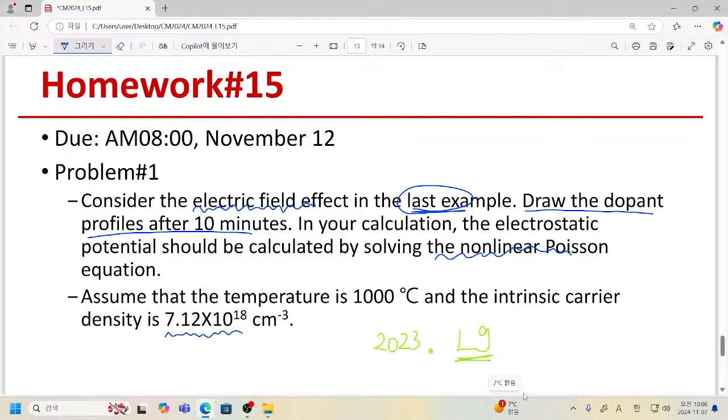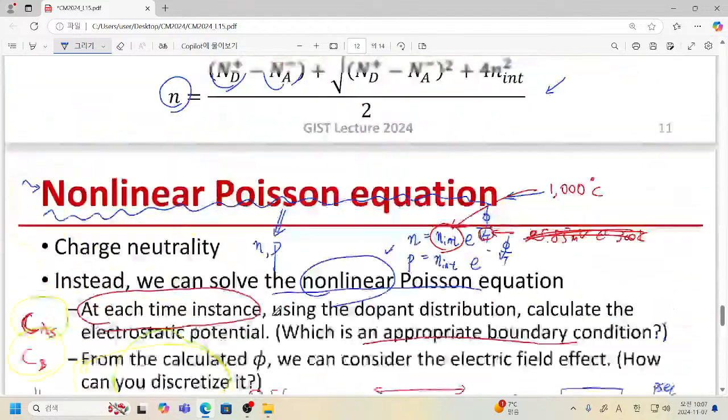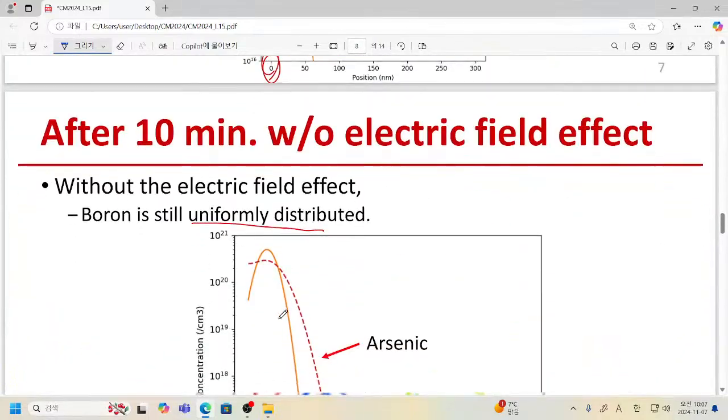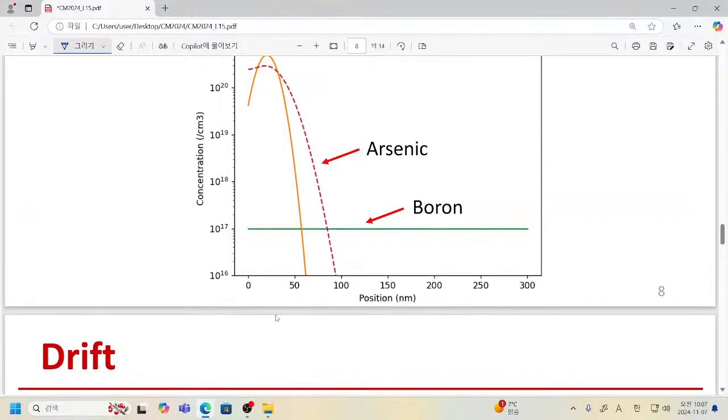So intrinsic carrier density is 7 times 10 to the 18, much higher than our previous value of 10 to the 10 at room temperature. So please use this high density. So simply speaking, this corresponds to 7 times 10 to the 18. Where can you find it? 1, 2, 3, 4, 5, 6, 7. So this is now our intrinsic carrier density.